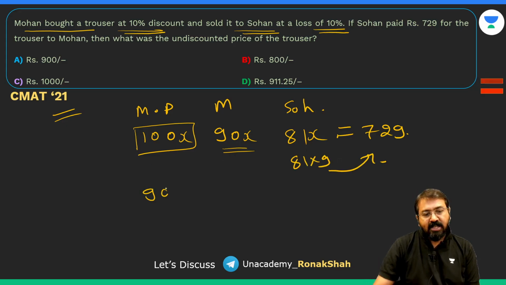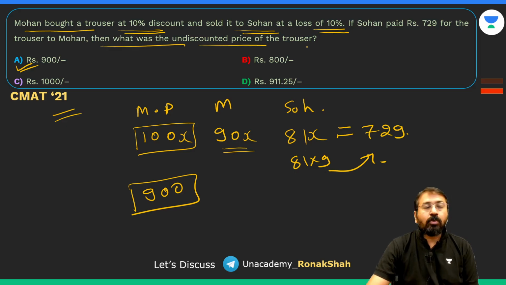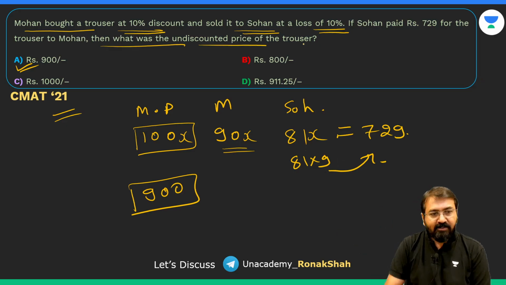So what should be the mark price? It should be 900. So then what was the undiscounted price? That is the mark price. So it's 900. Very easy question.